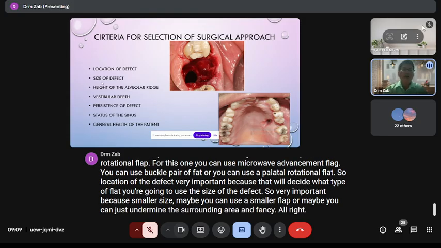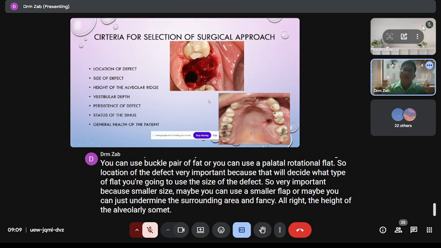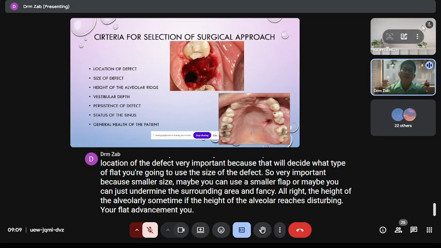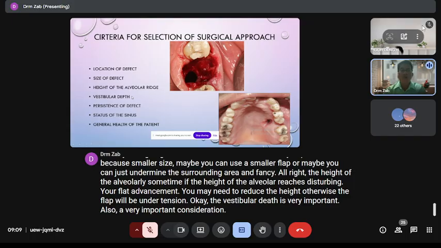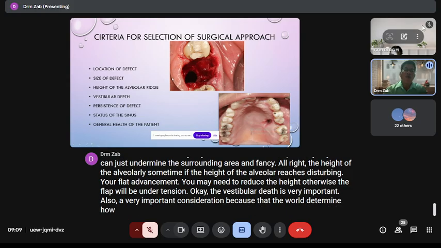The size of the defect is also very important, because with a smaller size, maybe you can use a smaller flap, or maybe you can just undermine the surrounding area and advance it. All right. The height of the alveolar ridge. Sometimes, if the height of the alveolar ridge is disturbing your flap advancement, you may need to reduce the height. Otherwise, the flap will be under tension.